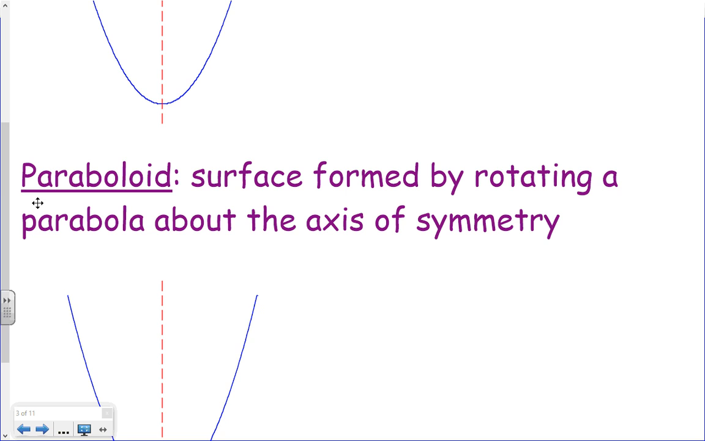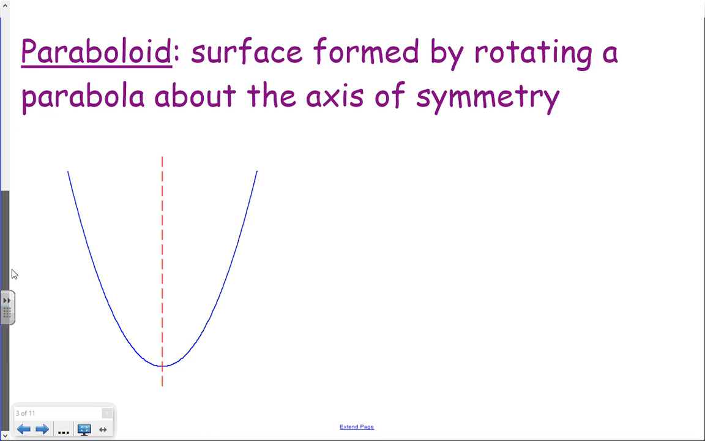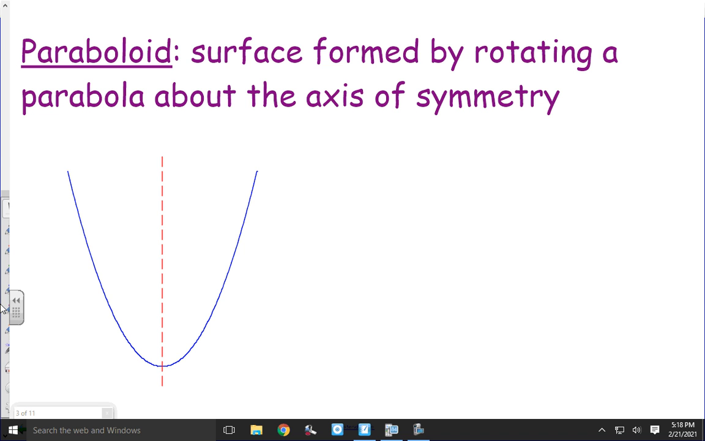If we take that parabola and we rotate it around its axis of symmetry, we end up with what's called a paraboloid. So a paraboloid is a surface, a quadric surface, that's formed by rotating a parabola about the axis of symmetry. So we can kind of sketch what that looks like here. And I would suggest that you probably need to practice this a little on your own. So sketching a few parabolas and then trying to sketch what this looks like when you rotate it around the axis would be helpful. But here's what we should end up with.